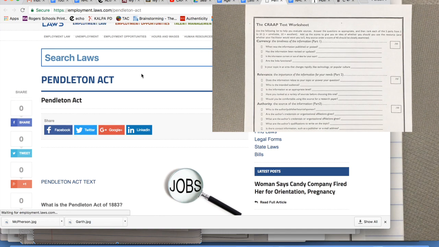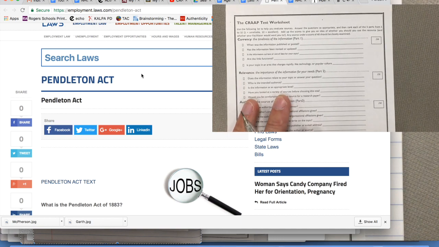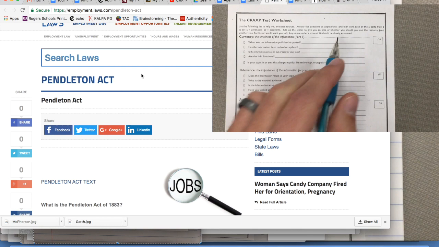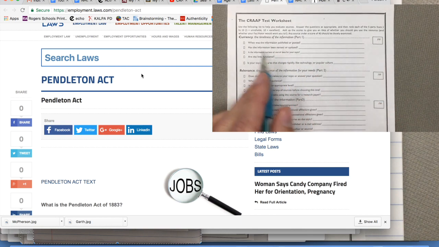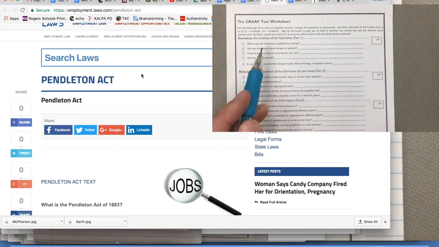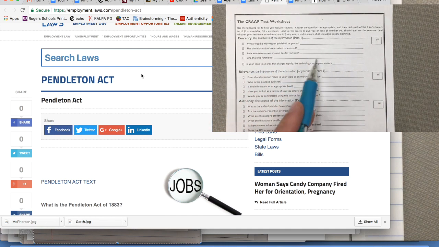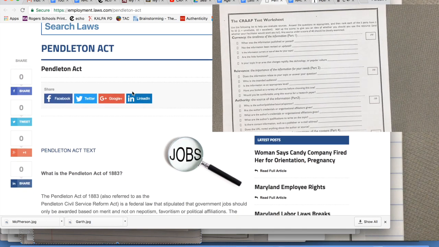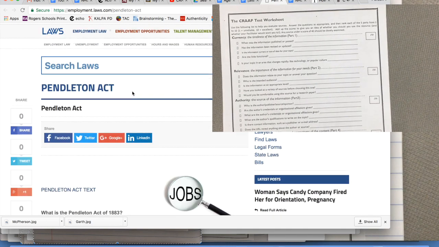Okay, so let's look over here at our CRAAP test document. The first thing we want to look at is currency, the timeliness of the information. I'm going to add all these questions up, and I'm going to give it a 10 out of 10 score. So loosely, you could give it 2 points per question. It doesn't always work that way, but we'll just see how it goes.